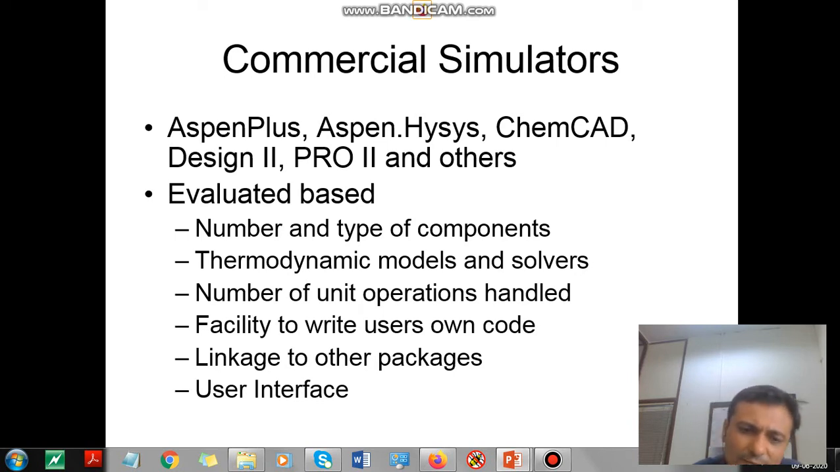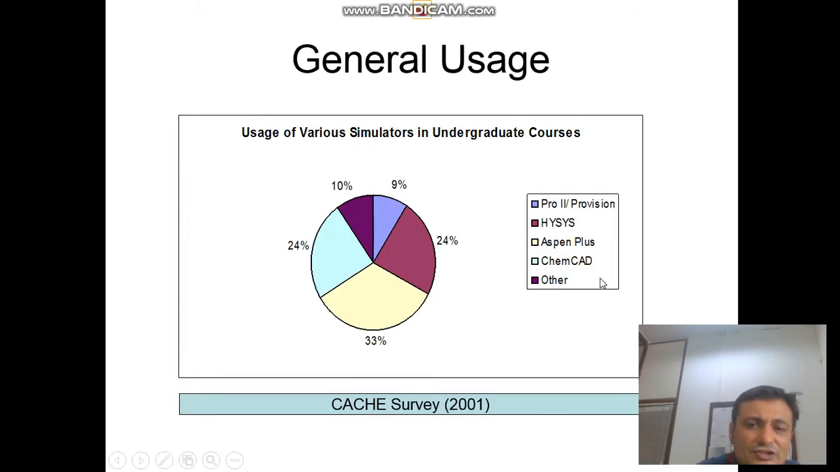And if we talk about a survey which was done some 20 years back, which is more or less prevalent today as well, on the market share of the simulators used in undergraduate courses, you can see that most of the chunk is divided between HYSYS and Aspen Plus, and since Aspen Plus and Aspen HYSYS are the same, overall the share is more than 50%. In fact, there are so many others which have come into the picture, but they have only marginally been able to get into the academic field.